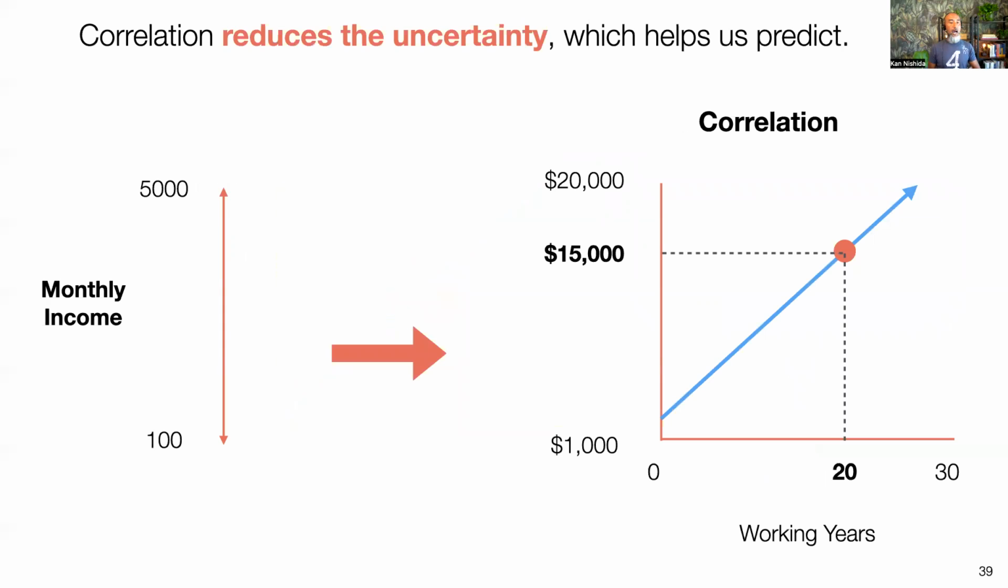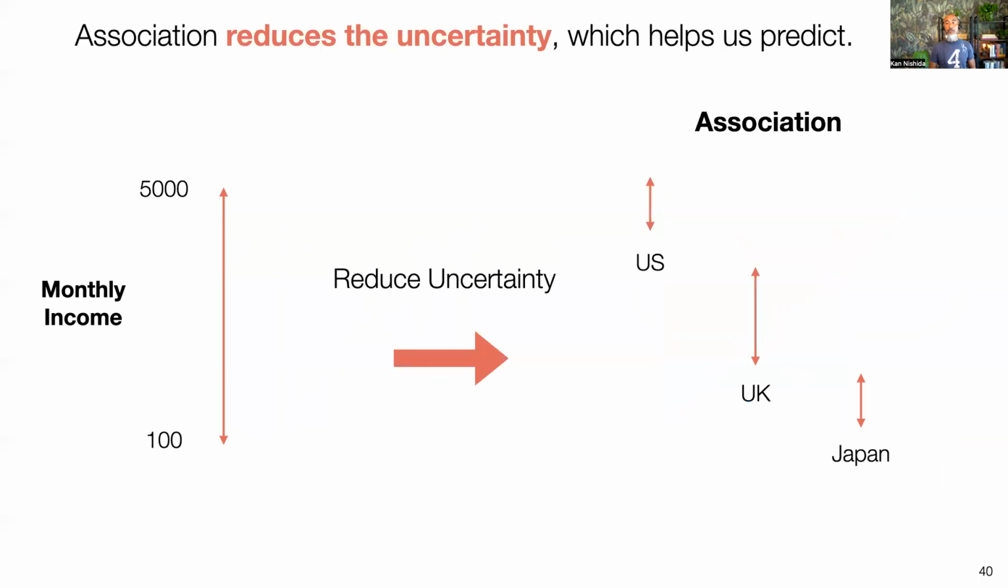The value on the left-hand side is kind of a weird value now. That was a typo, but it used to be between 1,000 and 20,000. Now I can reduce the uncertainty to around 15,000. Right. So this is the same thing for the association between a category and a numeric.